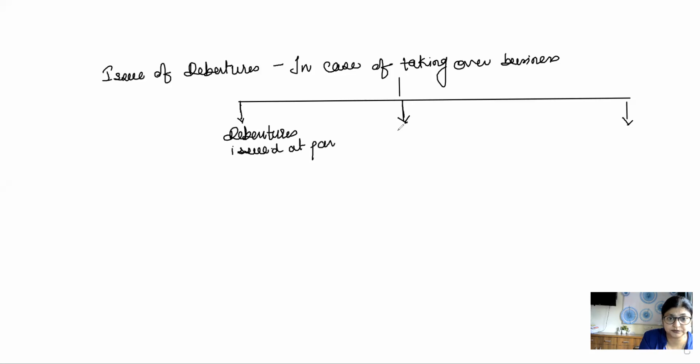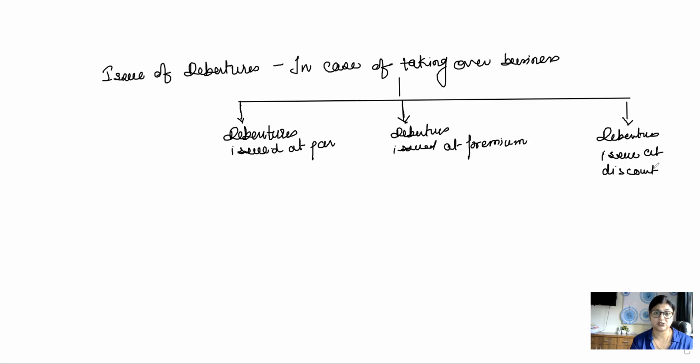Debentures can be issued at premium. And third, in the last case, debentures issued at discount. Now, before we pass the entries for issue of debenture, we will have to first pass the entries related to business taken over. So that entry is going to be common for all the cases, all three cases.